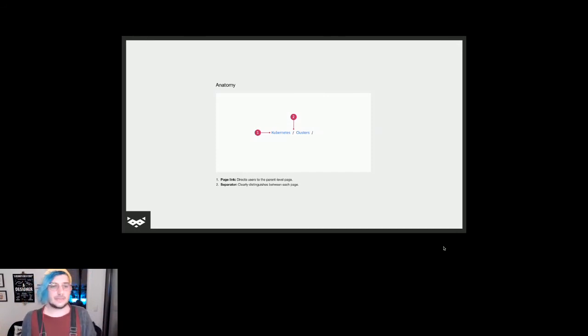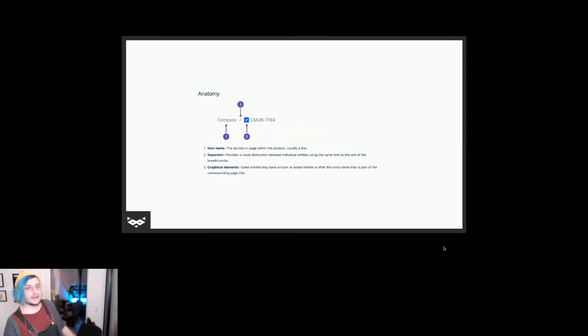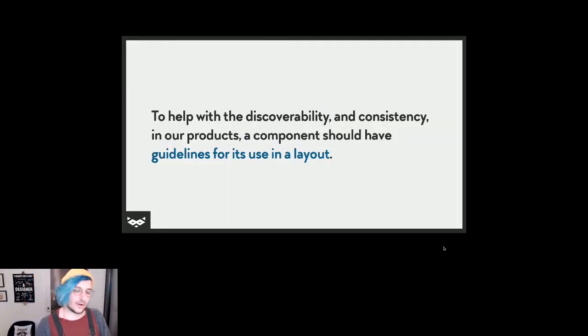It's the case here with IBM. It's the case here with Jira. You can see that sometimes it's a bit different. There can be graphical elements or not, but it's just making sure that we're all speaking the same language. And once you have the best practices and you have the anatomy, like the way that we want to define our components, we can start discussing discoverability, consistency, and guidelines on how to use it in layout.